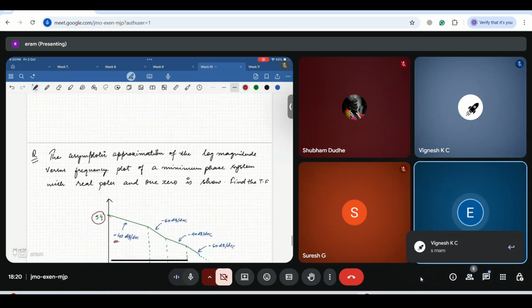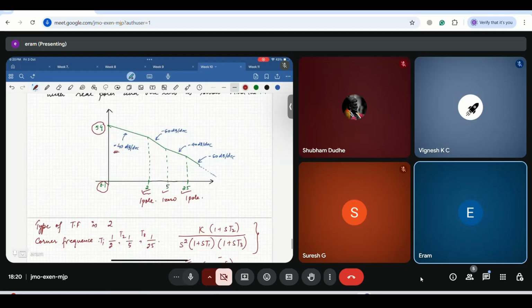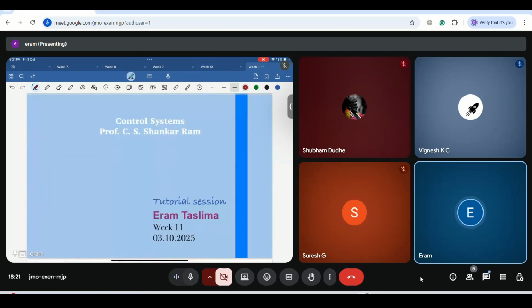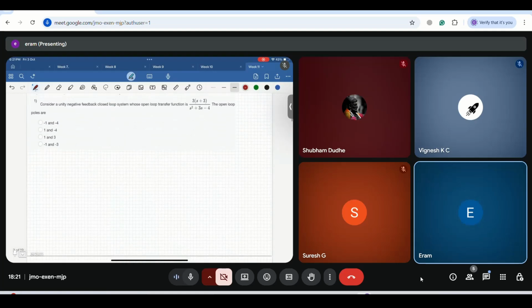So this was the question that I asked you to solve. Okay, now let's move to this week's questions. So start with a very basic problem. Here you are given a unity negative feedback closed loop system whose open loop transfer function is this. You have to just find out the open loop poles. So this is very basic. Please tell me what are the open loop poles.